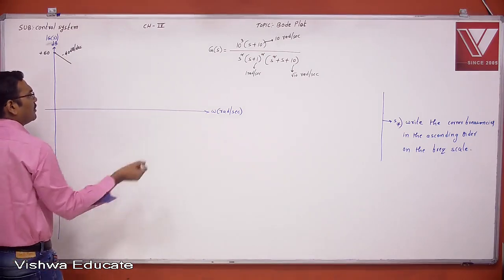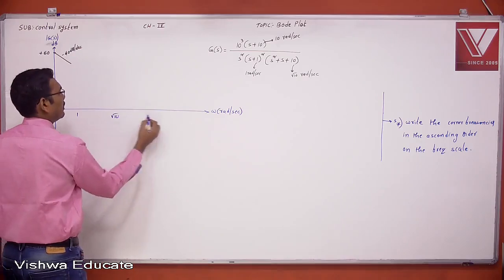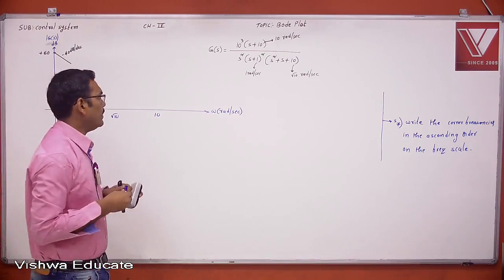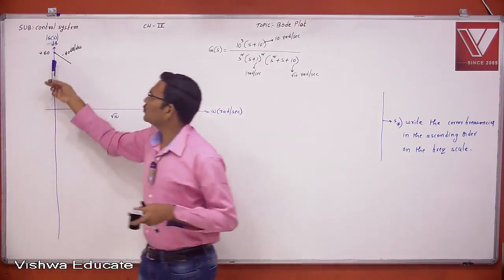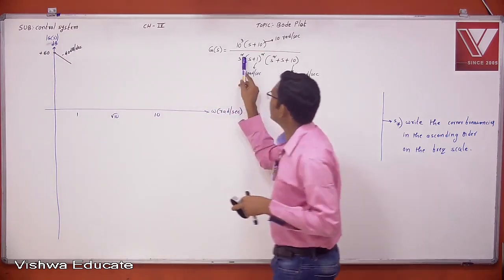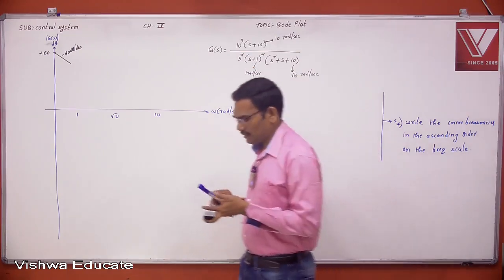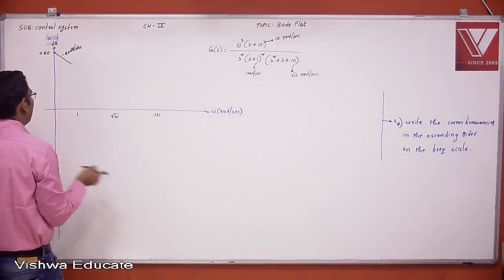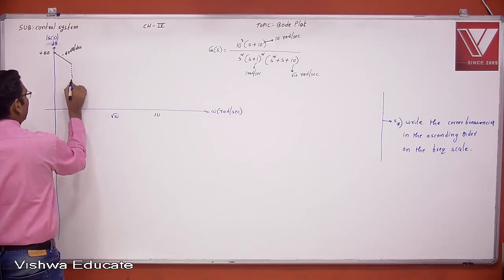What is the first corner frequency? 1 radian per second, ascending order. Next root 10. Next 10. These are the corner frequencies in ascending order. Next, starting magnitude is 60 dB. Starting slope is decided by the number of poles at origin or zeros at origin. Now this minus 40 dB per decade should continue up to the first corner frequency.